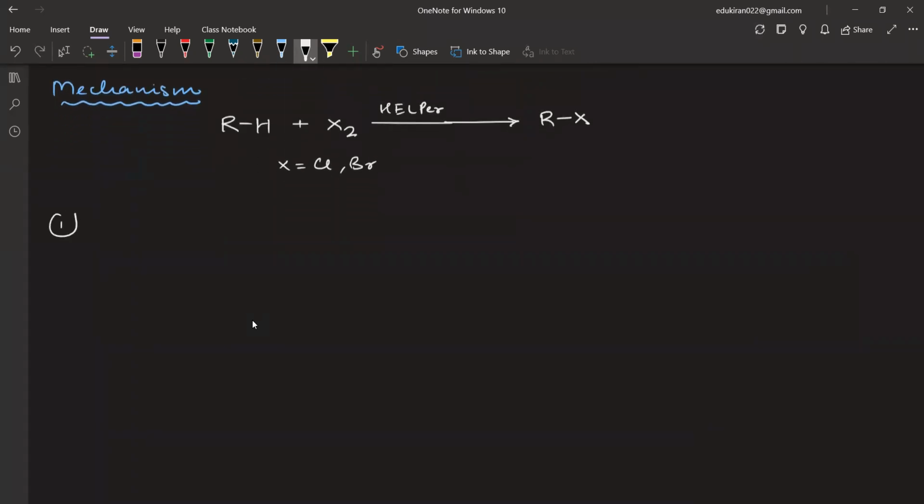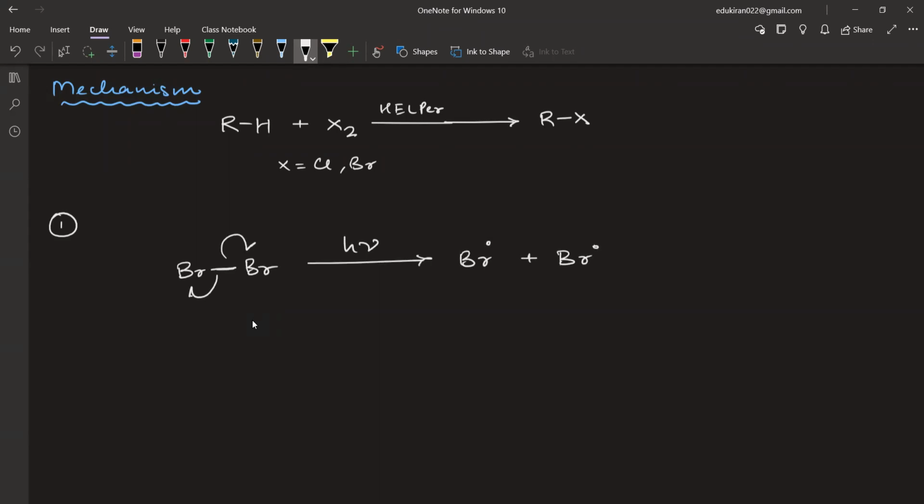In the first step, what will happen? Obviously, alkanes are unreactive because they don't have any polar bonds. There is no electron deficiency in any of the carbons in alkane. That is why the reaction will not start with alkane, rather it will start with, let us say, Br and then a bond to another Br. So we have a Br2 molecule, and in the presence of light, this Br-Br will break into Br free radical plus Br free radical.